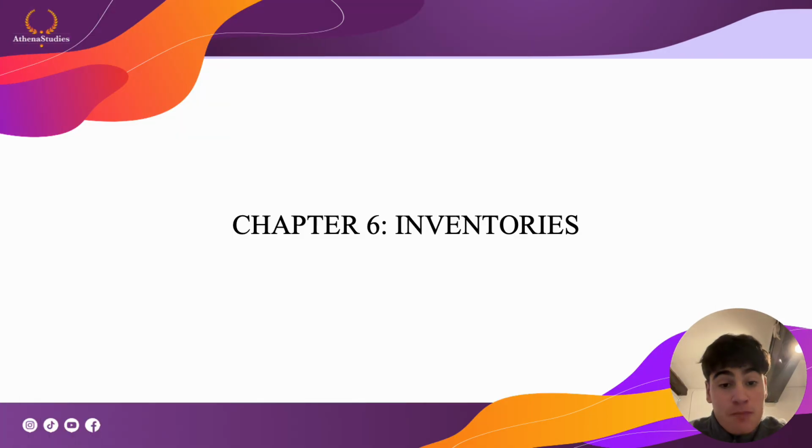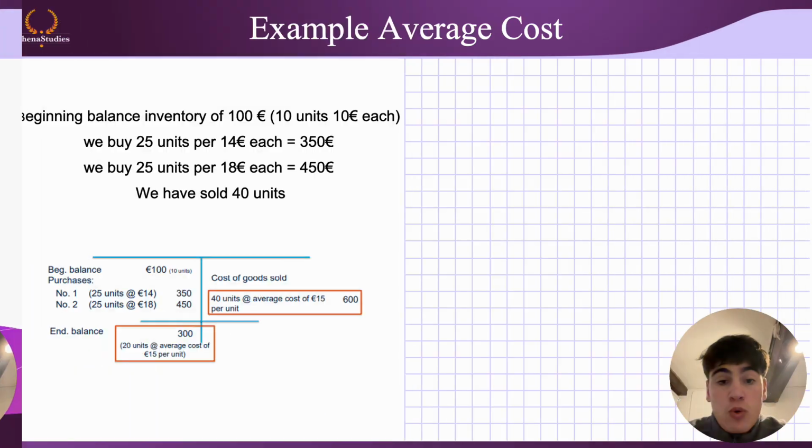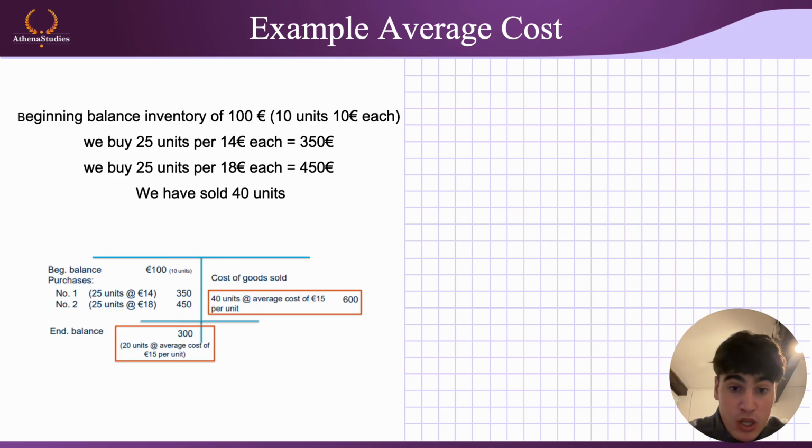So today in this video we will be covering chapter 6, inventories. There are 3 types and we will start with the average cost inventory. But before going with something specific for this kind of inventory, we first have to do something that we will be doing for the 3 types we will be discussing today. So we have to know what we start with in our inventory.